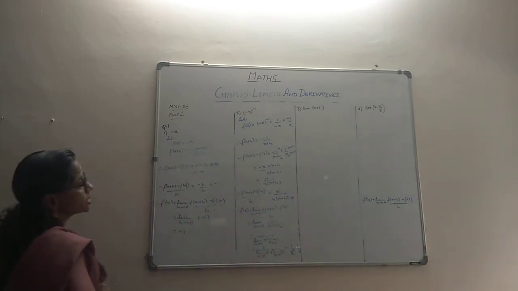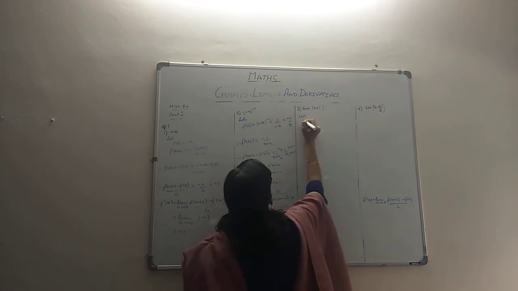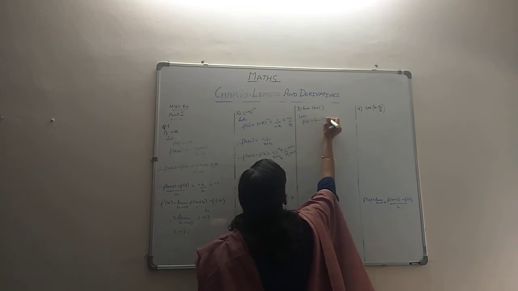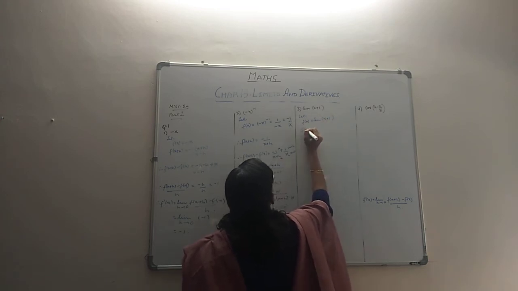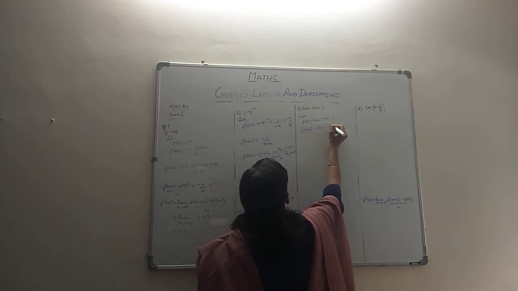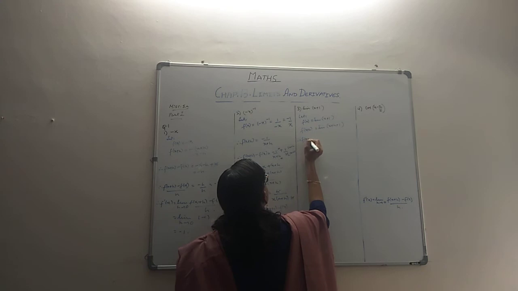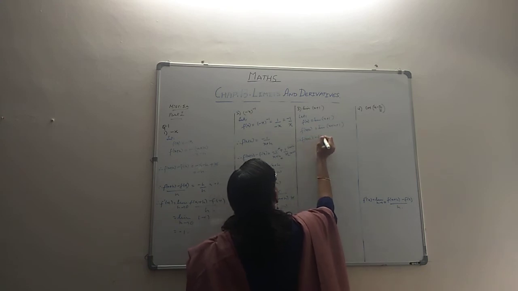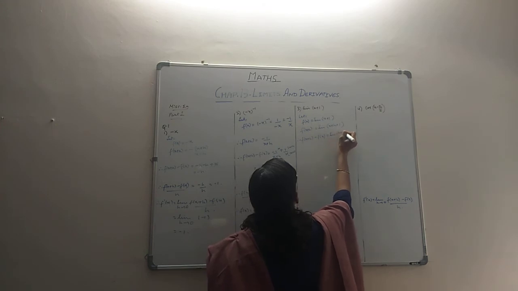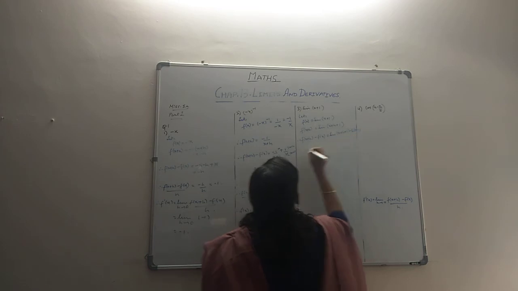Our next function is sine of x plus 1. So let's call that as f of x. Let f of x be sine of x plus 1. Next step, f of x plus h. So replace x by x plus h. So f of x plus h minus f of x. So sine of x plus h plus 1 minus sine of x plus 1.